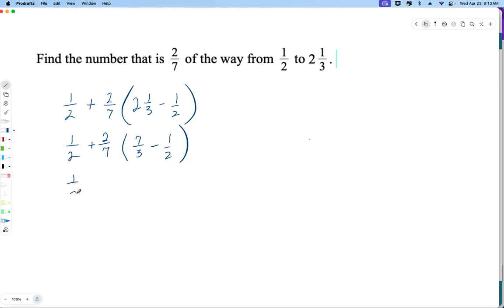Common denominators. That's going to be 14 over 6 minus 3 over 6, which is 14 minus 3, that's going to be 11 over 6. So 1 over 2 plus 2 over 7 times 11 over 6. Okay.